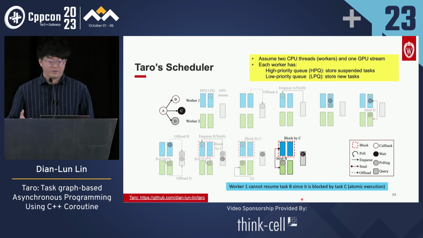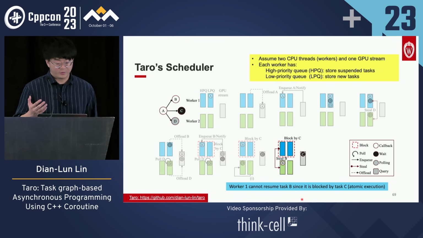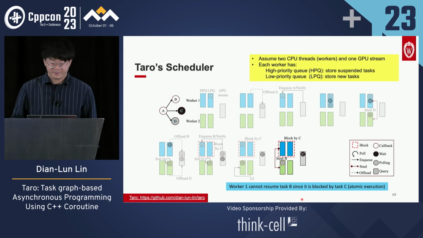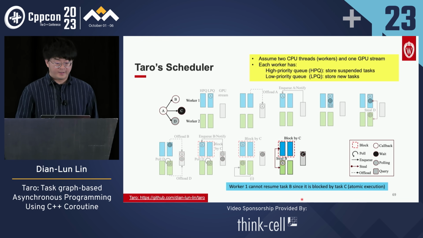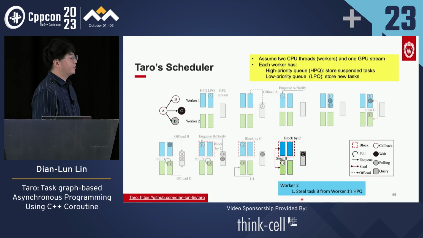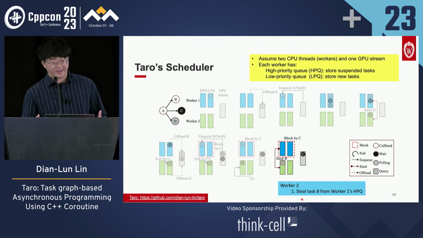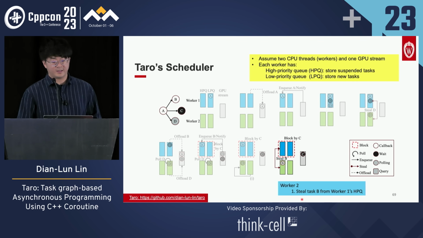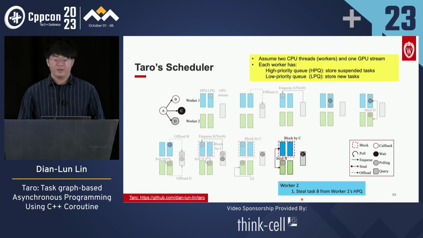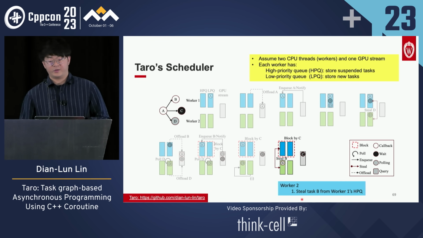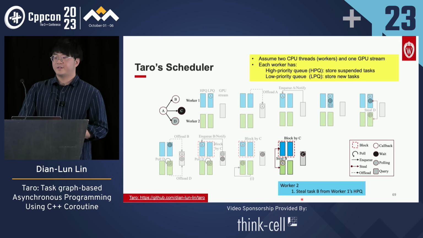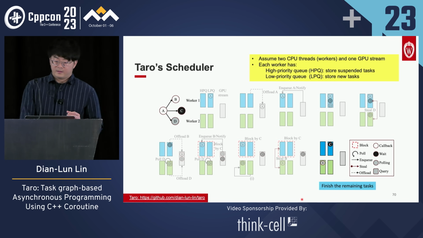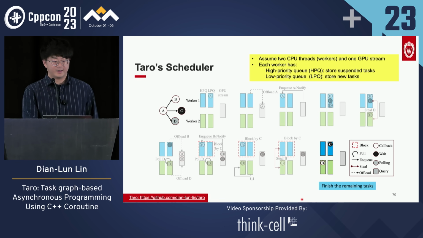The next step, worker 1 still cannot resume task B because it is still blocked by task C. And here, worker 2 decides to steal task B from worker 1's high priority queue because task C may need a very long time to finish. Worker 2 decides to steal task B and resume the task. And finally, finish the remaining tasks.